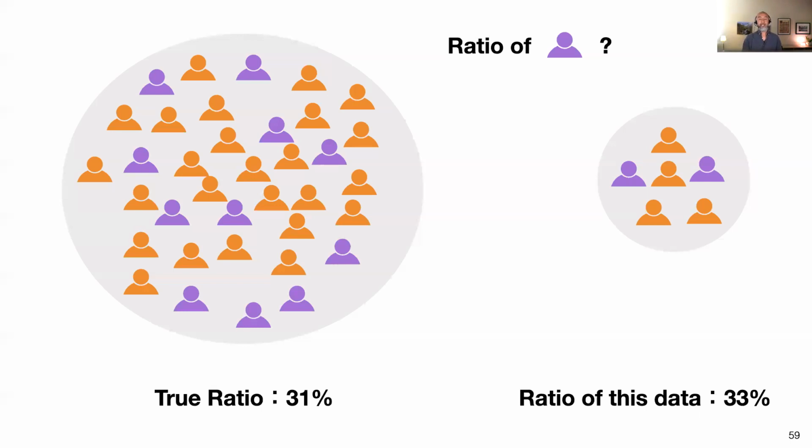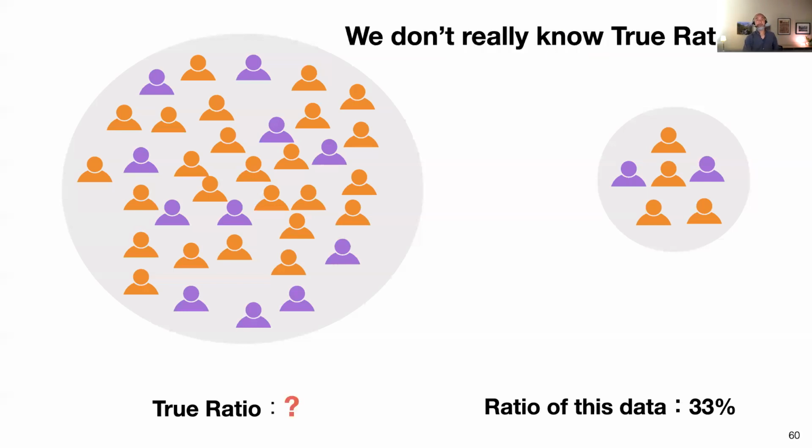So for example, let's say the ratio of leaving the company is 33% of this data, but that doesn't mean it's the true ratio. In the statistics world, the left-hand side is a population, the right-hand side is a sample, and the real, more accurate thing can be 31%. I just made up 31%, but we don't really know. All we know is the percentage of this particular data, right?